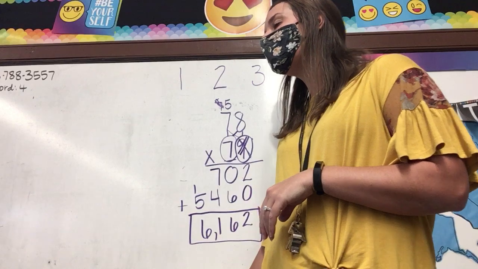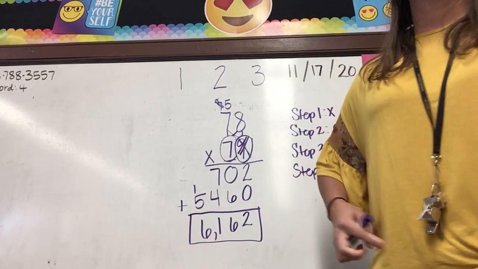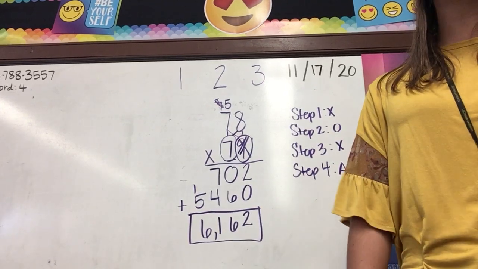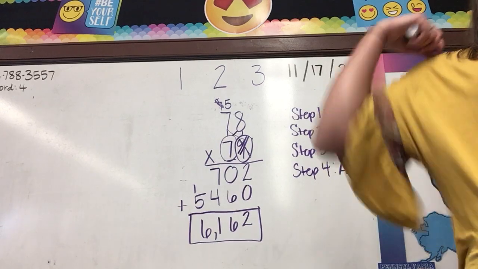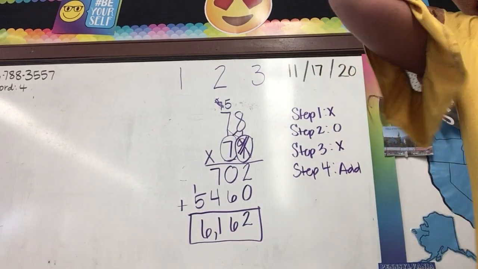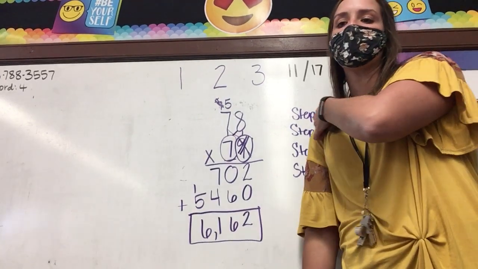Okay, Brayden, how do we say our answer? 6,162. You guys, for a group that is like I'm putting you through pain, you guys are really good at this. Really good at this. Yeah, oh, by far.